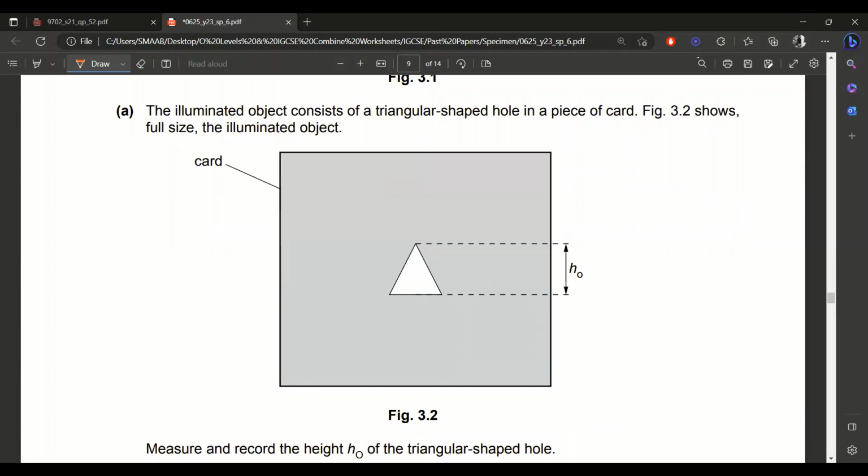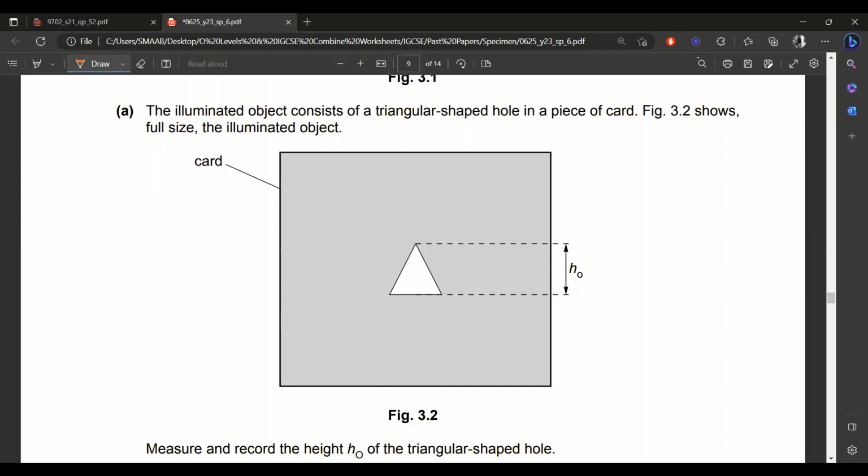By subtracting the area of. But area is not mentioned there. You just need to measure HO. So what is the simplest way to measure HO? Just think about it.